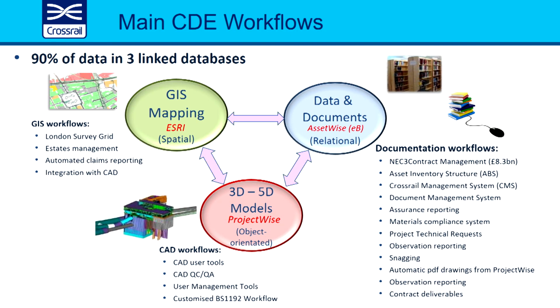GIS mapping, which was hugely important to Crossrail, effectively a Google Maps of the whole Crossrail project. But you could go into that map, you could go into a station such as Farringdon, you could go into a room in Farringdon, you could find the asset information associated with that room. That would then lead you to EB, which is where we kept all our documentation, our reports, contracts, health and safety documents, all the drawings that came out of our CAD. And then we kept all of our CAD in ProjectWise and nowhere else.